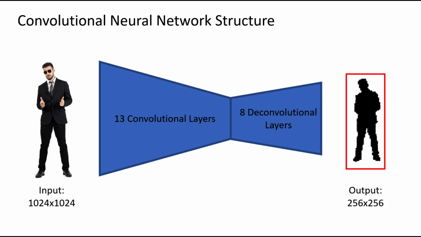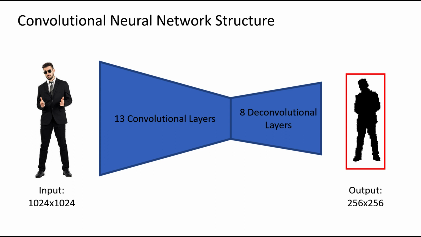I used a convolutional neural network, or a CNN, for this project. It has 13 convolutional layers and 8 deconvolutional layers. It takes in an input image with a resolution of 1024 by 1024 pixels, and it's RGB, so it has 3 channels. And it outputs a 256 by 256 pixels image, which has 5 channels.